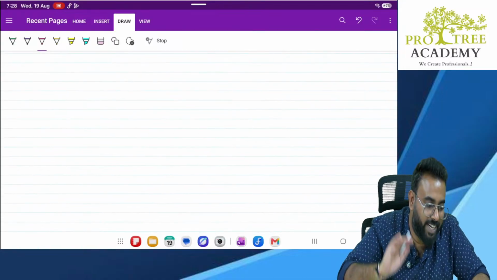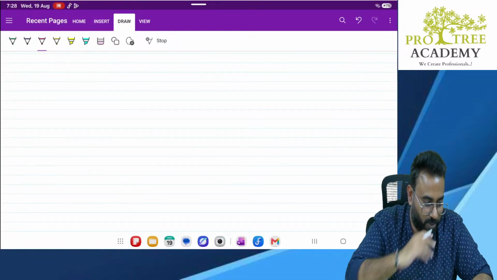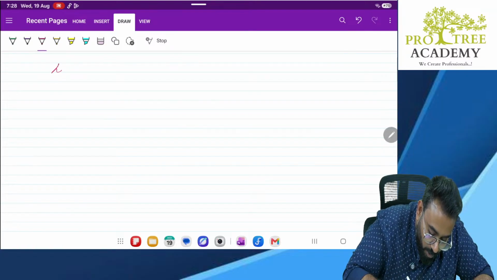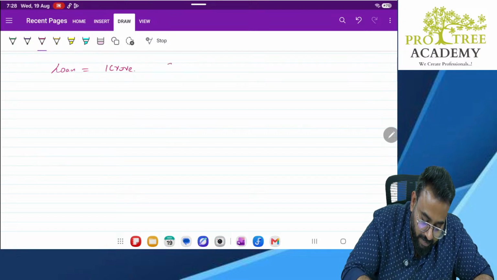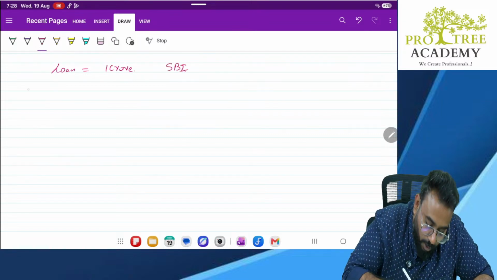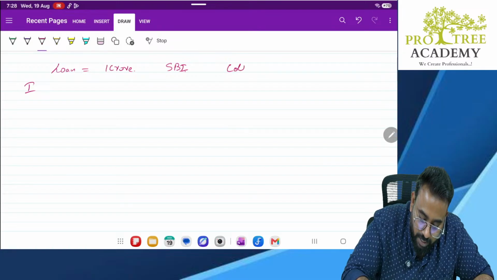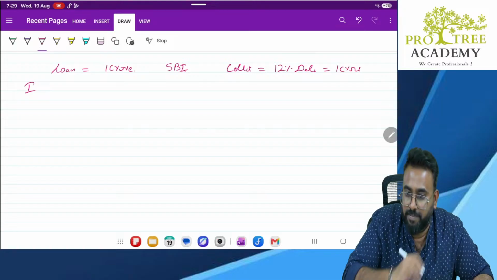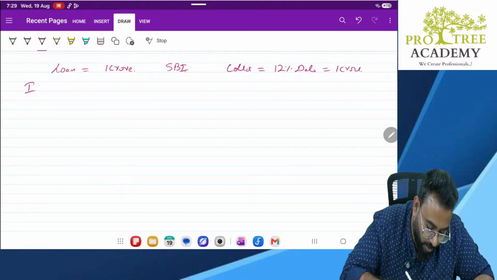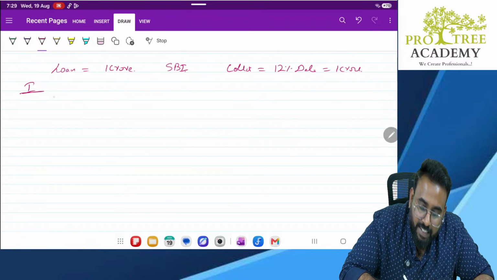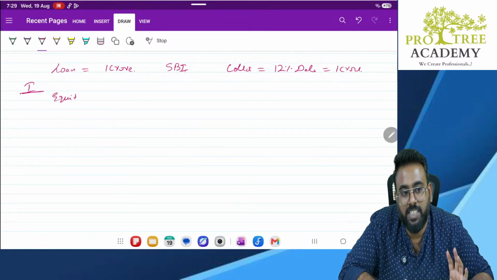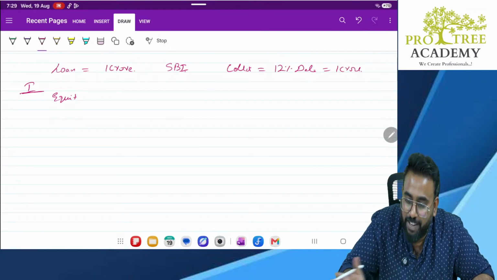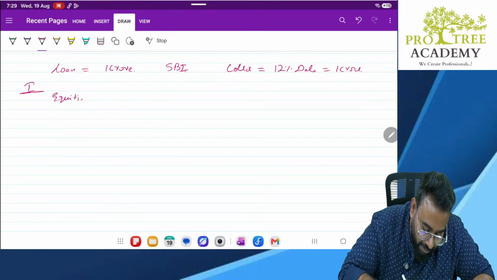Now, see the way it shows in the balance sheet. Suppose I took a loan of 1 crore from the bank, say SBI. For this loan, I have issued collateral. What is the collateral? Say 12% debentures of 1 crore only. Sometimes they will go for less. Usually the rule is that 60 to 70% should be collateral. We are having 100%. It's fine.